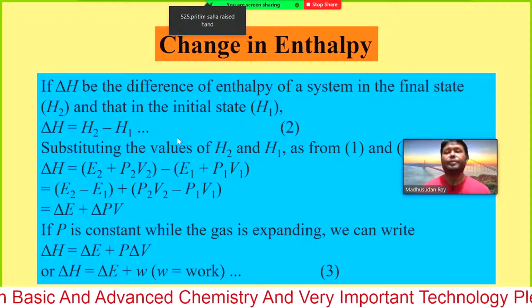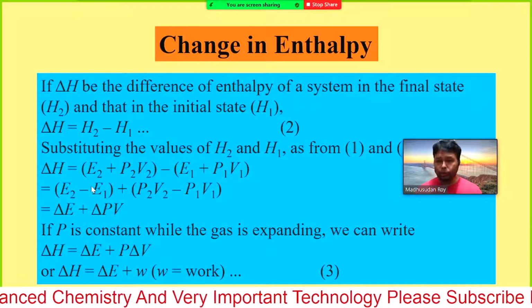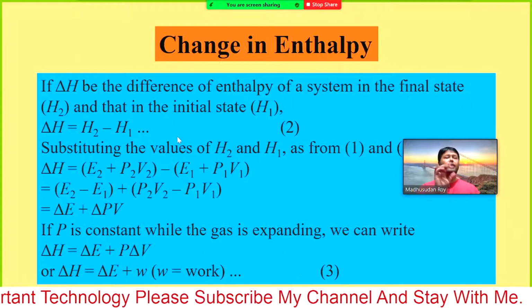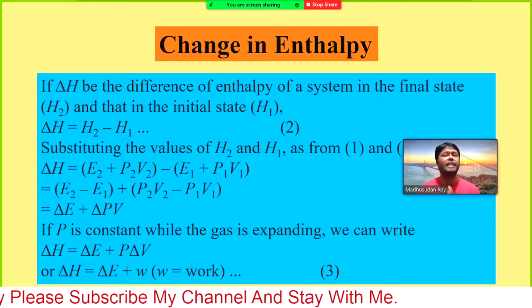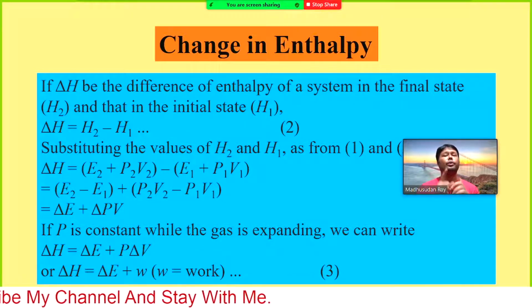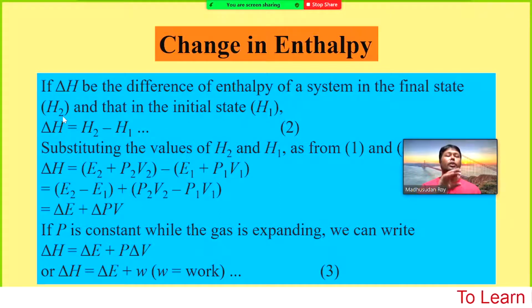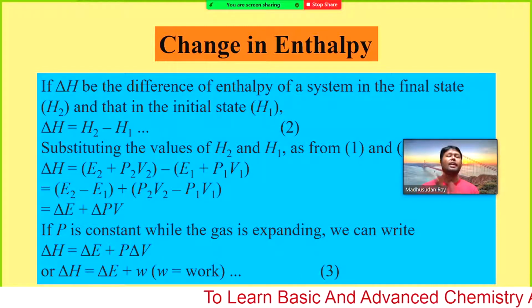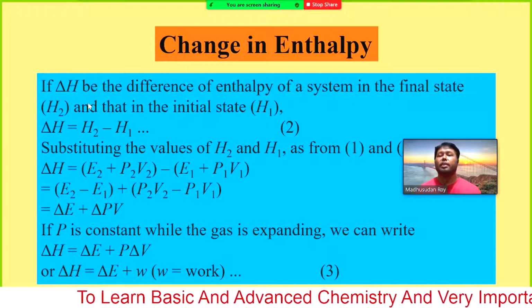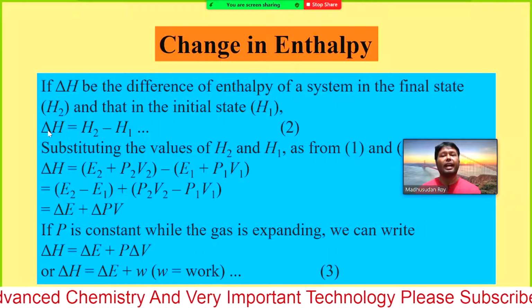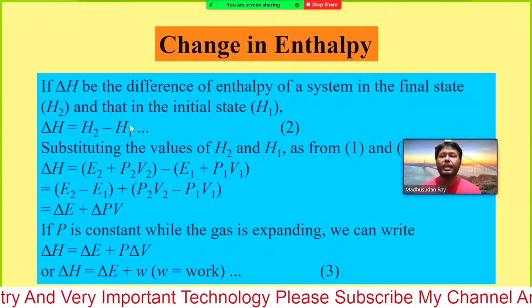Sir, what is H2? Yes, H2 is the enthalpy of the final state. We want to find out the change in enthalpy, so we have considered two enthalpies, the initial state and the final state. Because we have mentioned that we represent enthalpy as H, initial is H1 and final is H2. That's simple. So we write delta H equal H2 minus H1. The change in enthalpy, delta H, equals final enthalpy minus initial enthalpy.